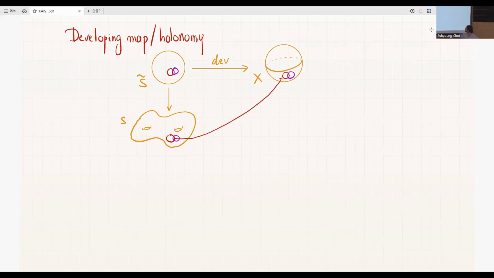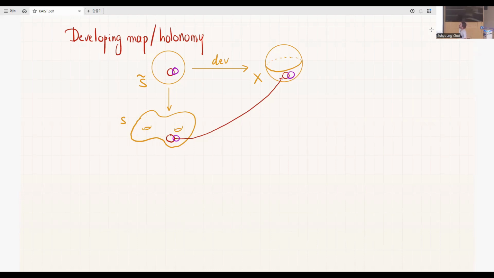Okay? So when we have a GX structure, a geometric structure, we get two maps. We have already encountered those maps several times, but I will still recall how that works. So if you have a geometric structure on your surface, you can look at the universal cover of your surface, S tilde, and you can define the developing map like this.